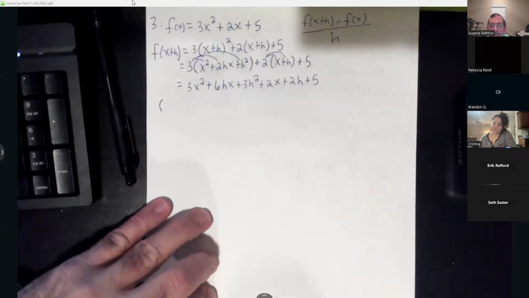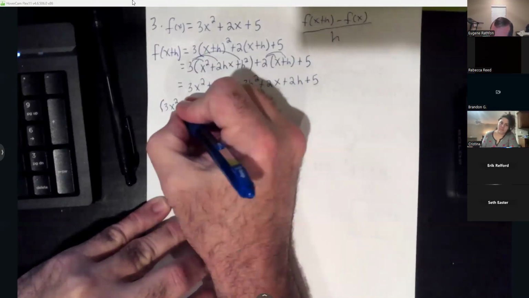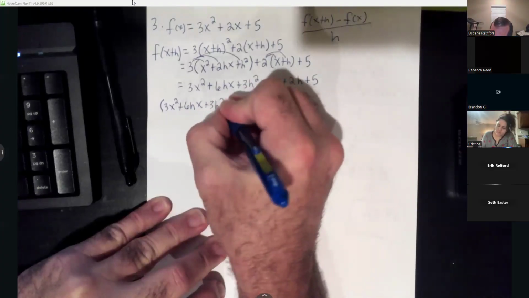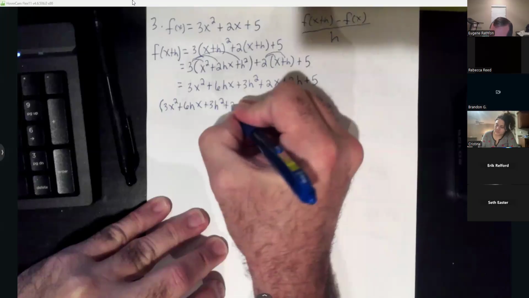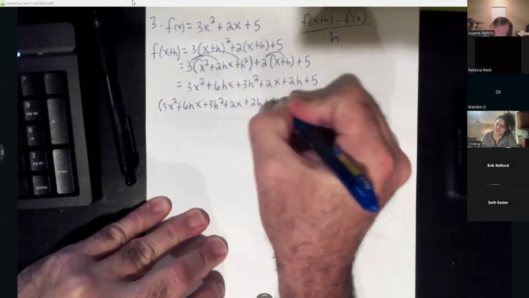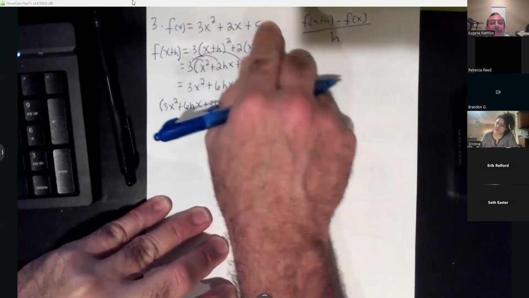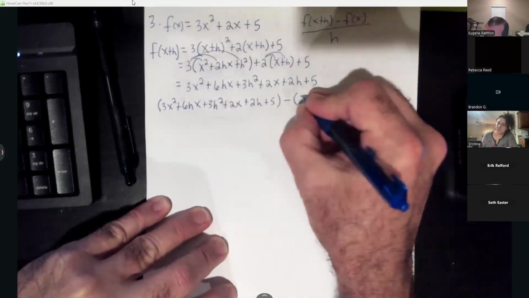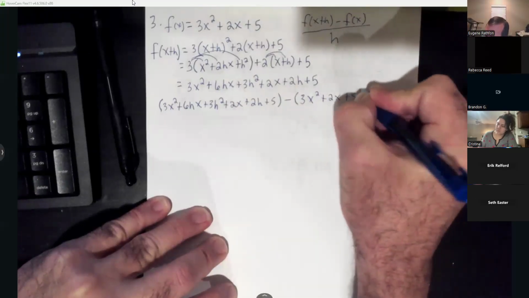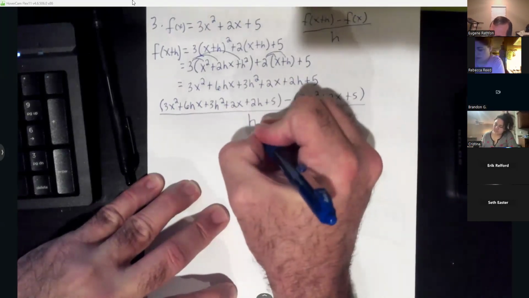So y'all, here we go. Throw all this in first. 3x squared plus 6hx plus 3h squared plus 2x plus 2h plus 5. That's going to be minus the f of x. Well, f of x is right here. 3x squared plus 2x plus 5. All of that, y'all, is over our h.